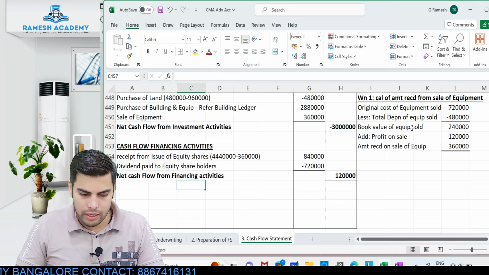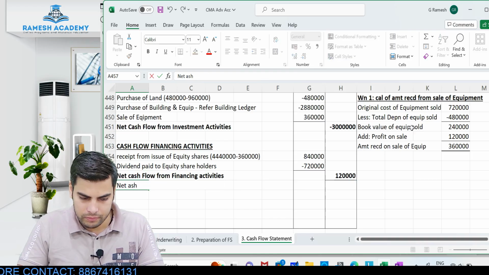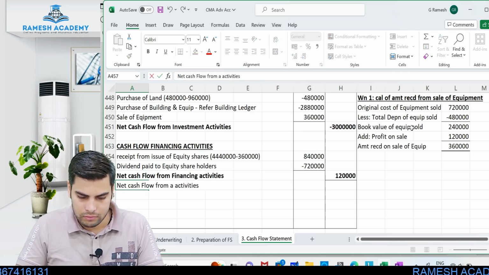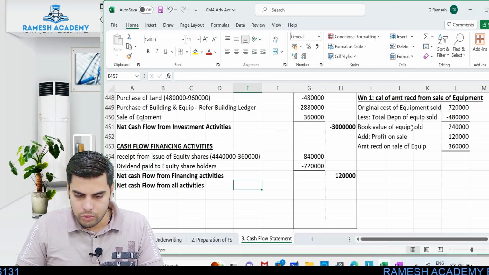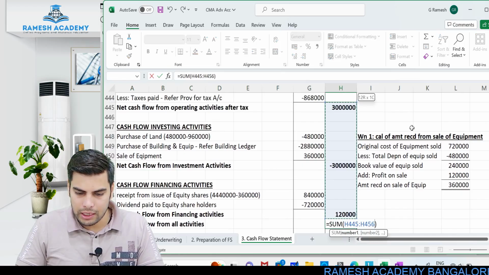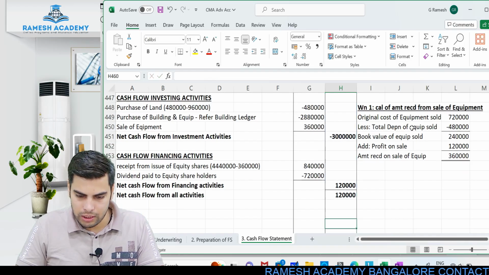Okay, so total cash flow from all the activities. Okay, so the net cash flow from all the activities. How much do we get? We just need to consider all the three: cash flow from operating, financing and investment activity. This would be again 1,20,000 rupees only.